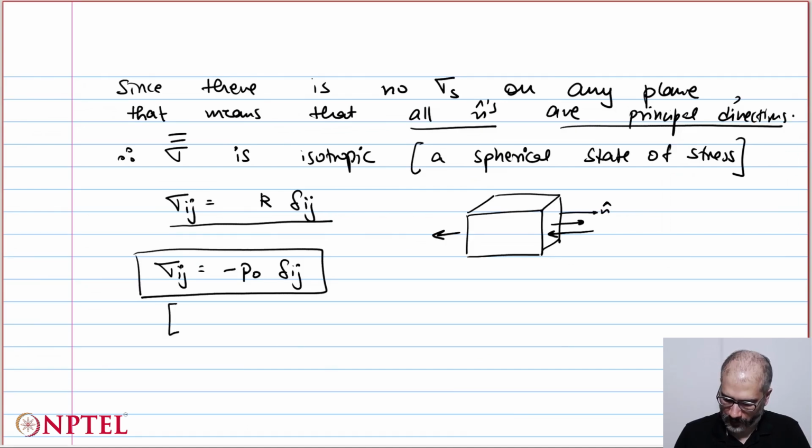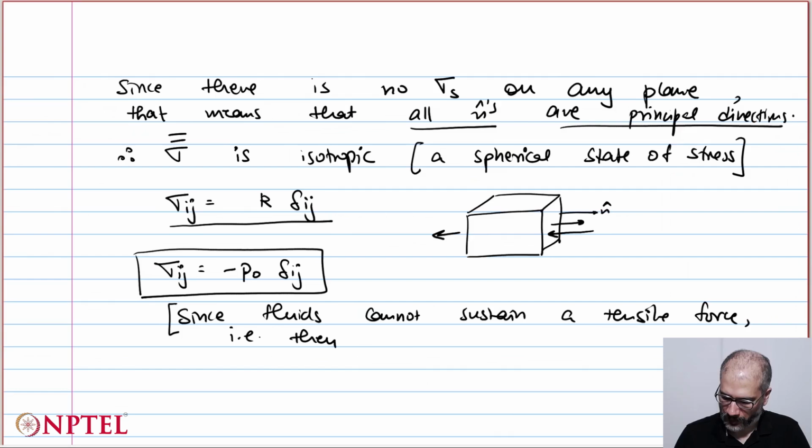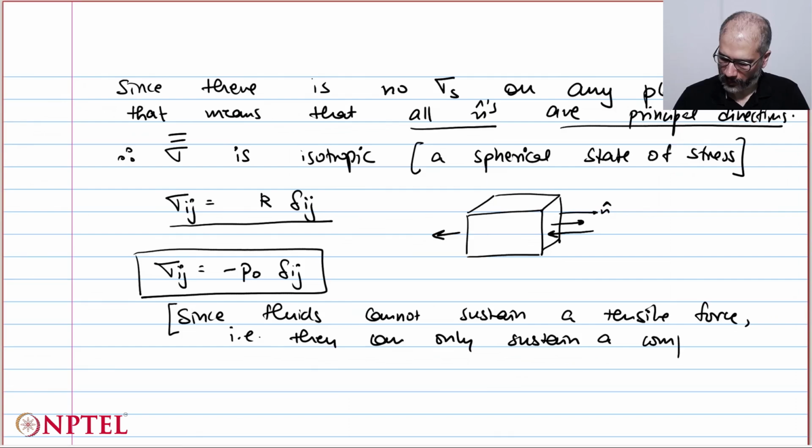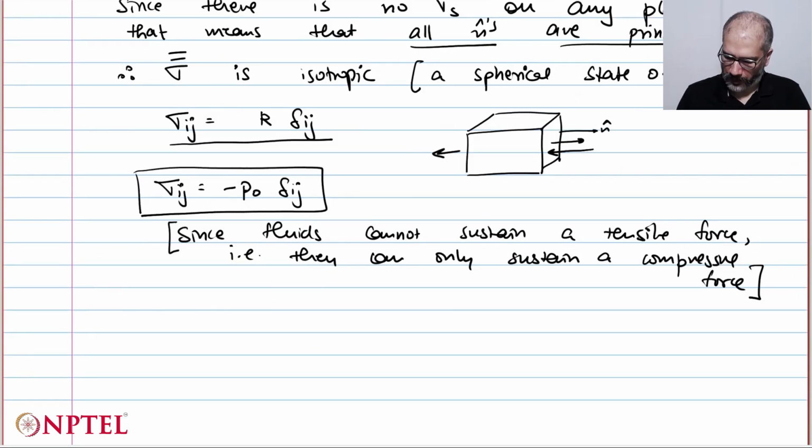So I'll write the reason. Since fluids cannot sustain a tensile force, or I can say they can only sustain a compressive force. And this P naught, which is a positive quantity, is called the hydrostatic pressure, or also known as thermostatic pressure.